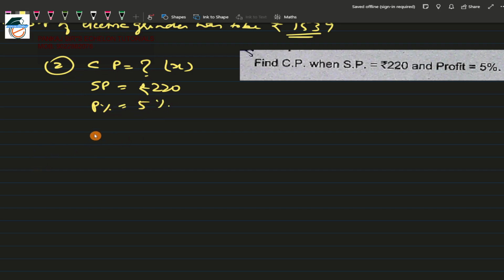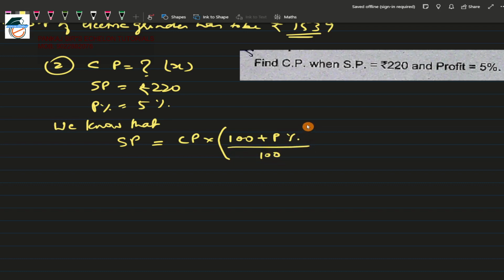Again, we are going to write the formula connecting the selling price, the cost price, and the profit percent. The formula is, we know that selling price is equal to cost price times, in the bracket, 100 plus profit percentage, divided by 100. Now if you plug in the values, the cost price is X, which you have to find out. Selling price is rupees 220 into 100 plus profit percent, which is 5, so I'll write 5 over here upon 100.